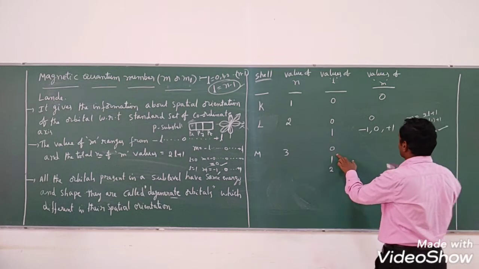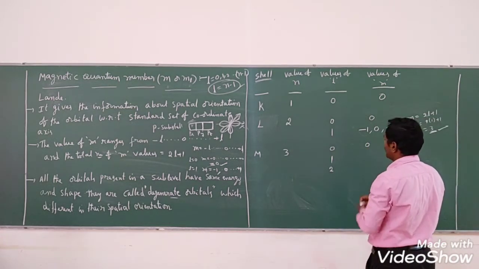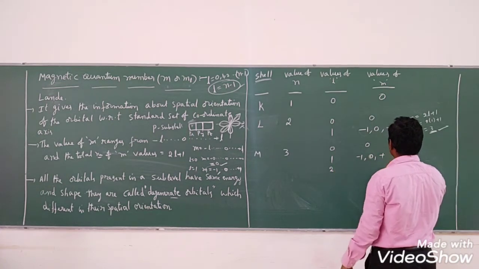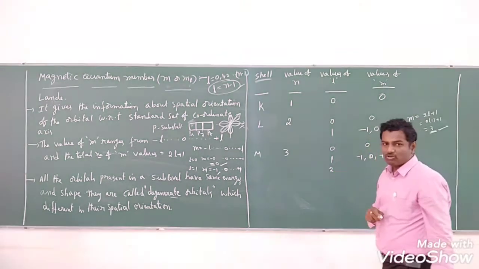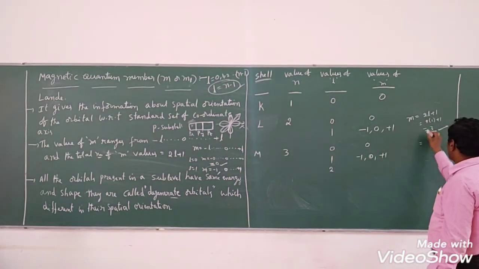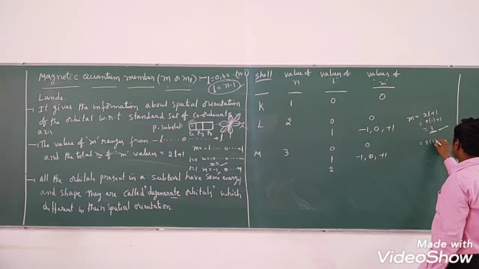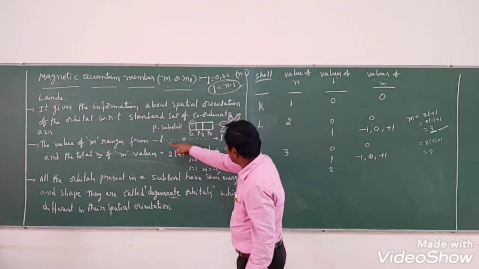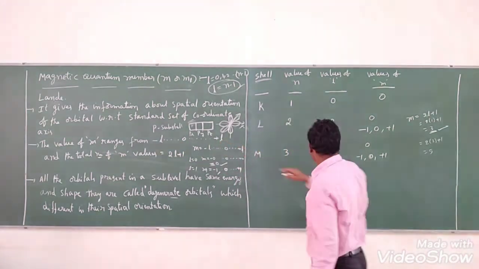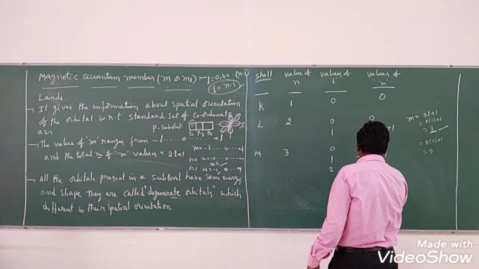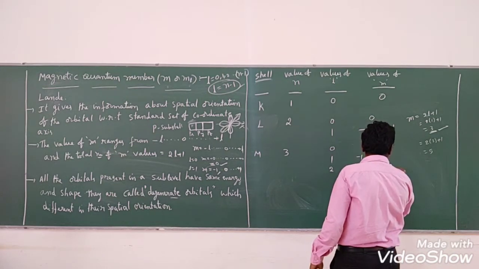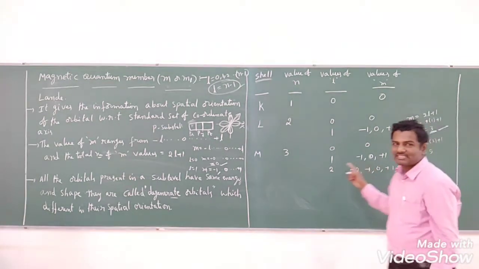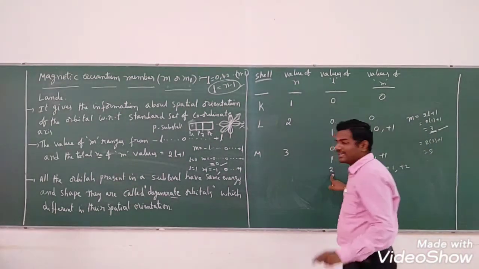If L equals 0, then the possible m value is 0. If L equals 1, the possible m values are minus 1, 0, plus 1, right? If L equals 2, then you apply the formula 2L plus 1, that is 2 into 2 plus 1, total 5. What are the 5 values? Minus L to plus L, which means minus 2, minus 1, 0, plus 1, plus 2. Total how many orientations are we getting?